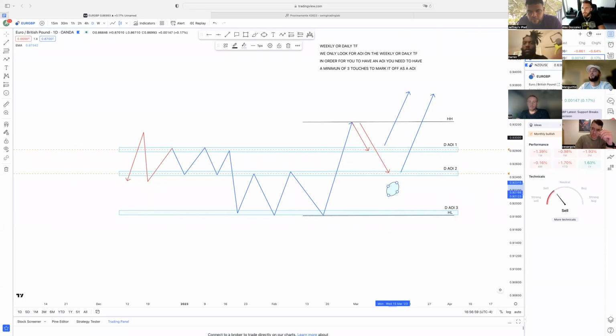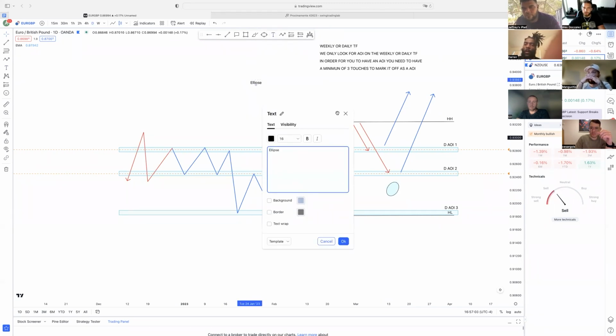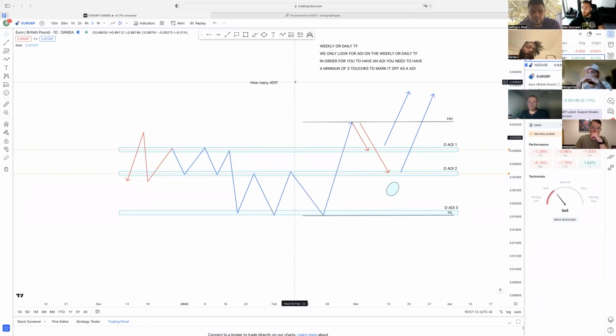How many areas of interest? This is a question I get very often, and it's very simple and self-explanatory. Hold on, I'm just copying it. How many areas of interest? How many does the market give you? In this case, they only give us 2. That's it, we can't do anything. I can't make up areas of interest. That's why I told you guys yesterday.